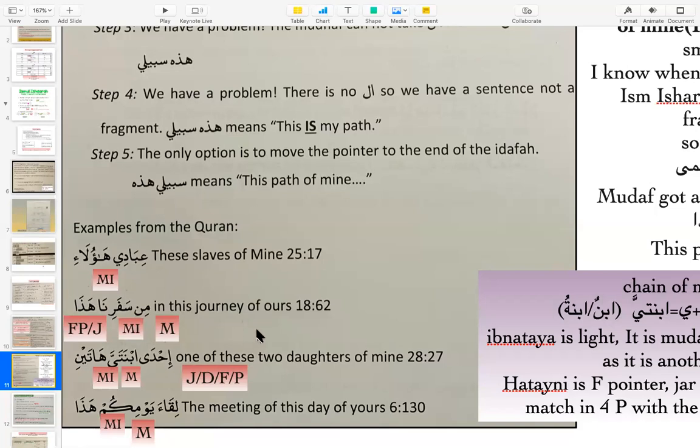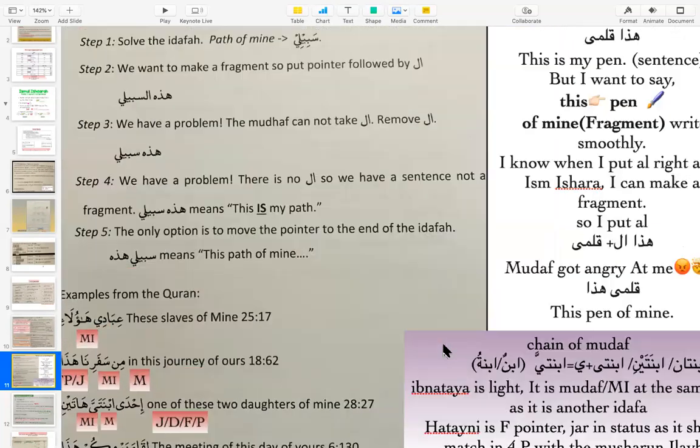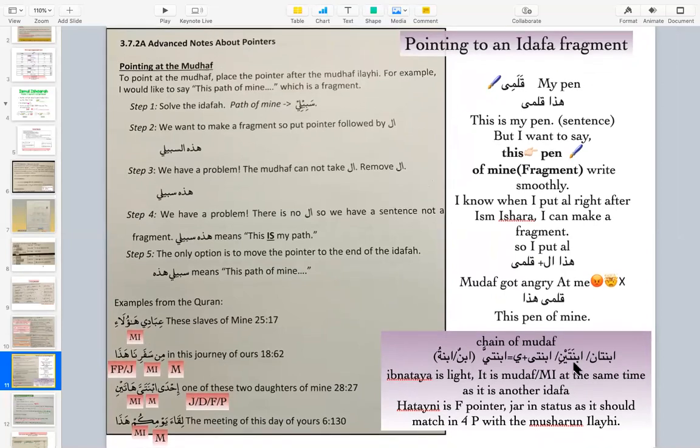Okay, now we have over here ihdabnatayya hataini. This is like a hard one, but I will try to explain, because so much is going on over here. So ihda, ihda means one. So this is our idafa fragment, I'm telling you. Now ihda, and then you can see over here ibnatayya. What is this word ibnatayya?